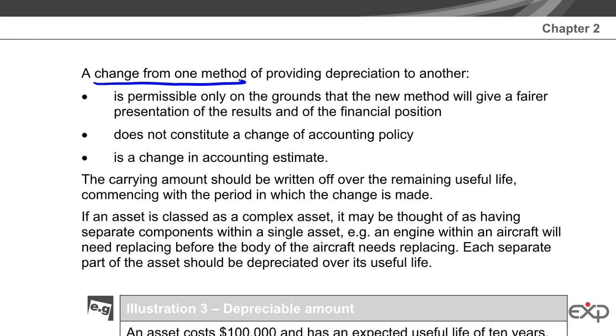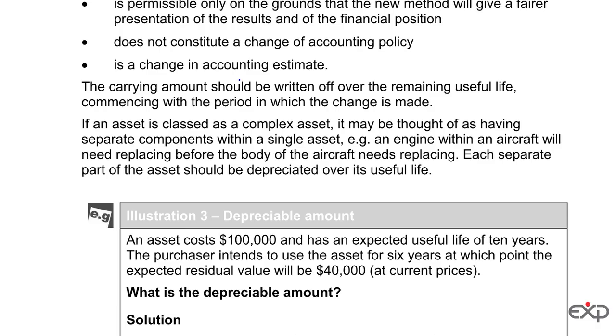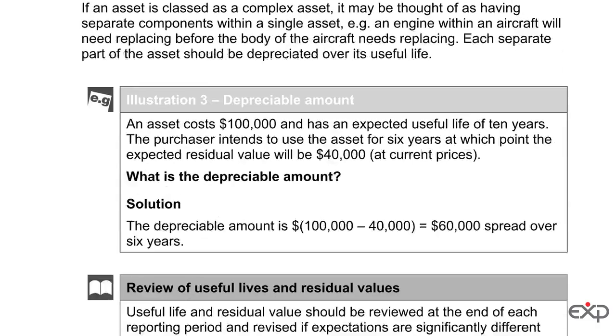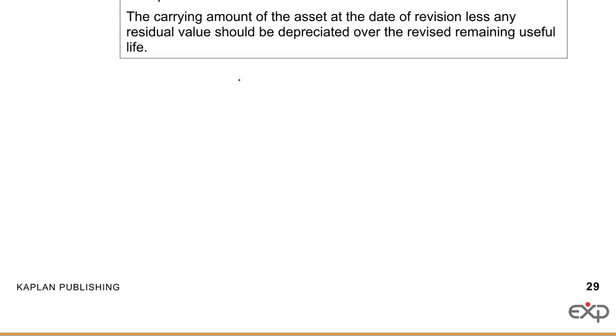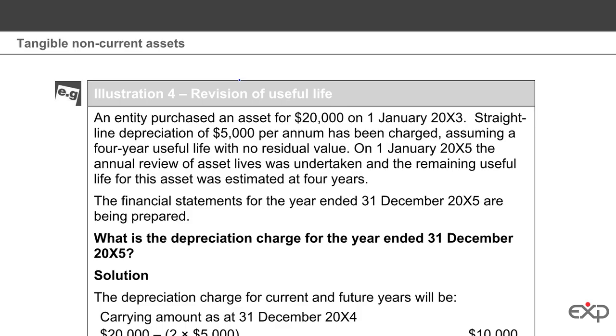And if they find at any point in time that they need to be changed, then they have to be changed in the financial statements. And we call this a prospective change. And what that basically means is that we're going to be changing the depreciation amount from this point forward. And illustration number 4 is going to explain that for us.